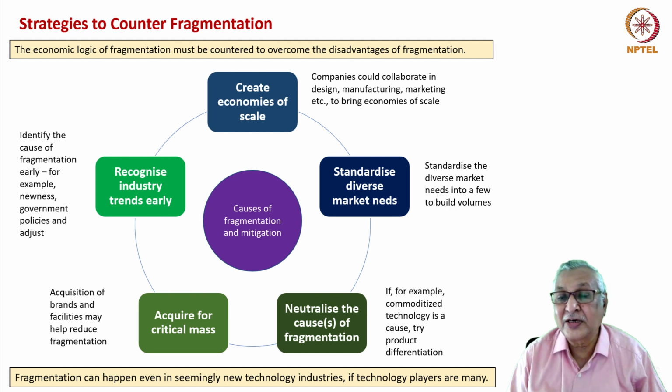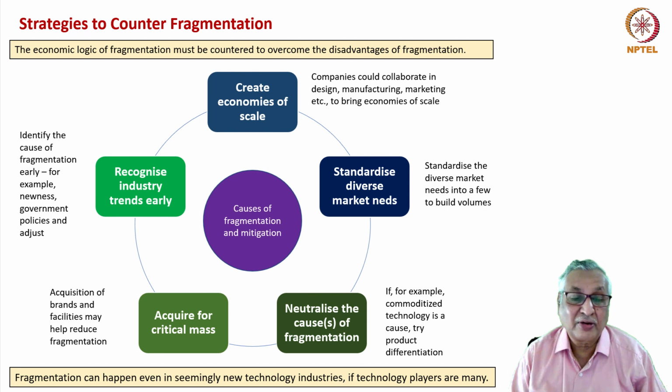Secondly, you should try to standardize diverse needs, particularly when you have developed a fragmentation in the industry based on multiple market needs, which are differentiated in terms of the product or service. You should standardize the diverse market needs into a few needs so that the volumes can be built. You should neutralize the causes of fragmentation at another level. For example, if commoditized technology is the cause, try to have superior technology, try to have technological differentiation, or use the same technology in a novel way so that the product looks and feels different.